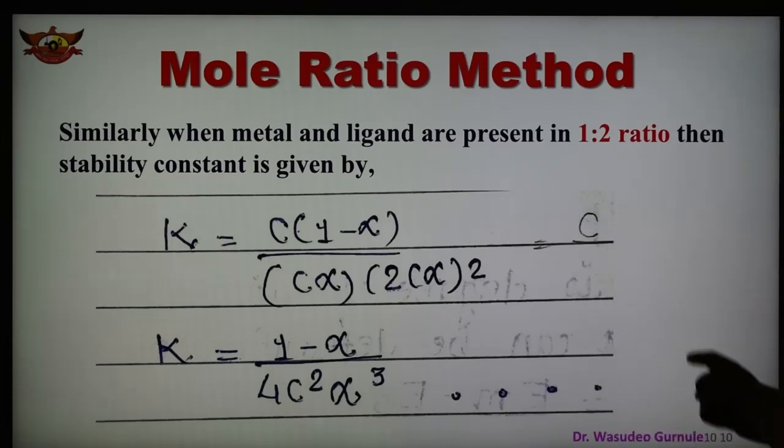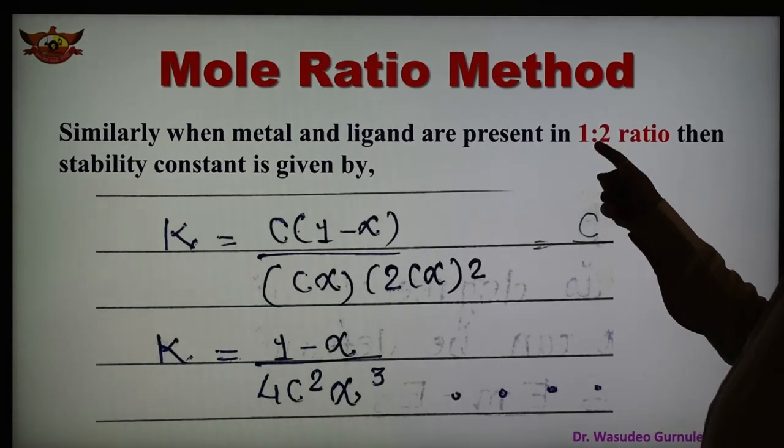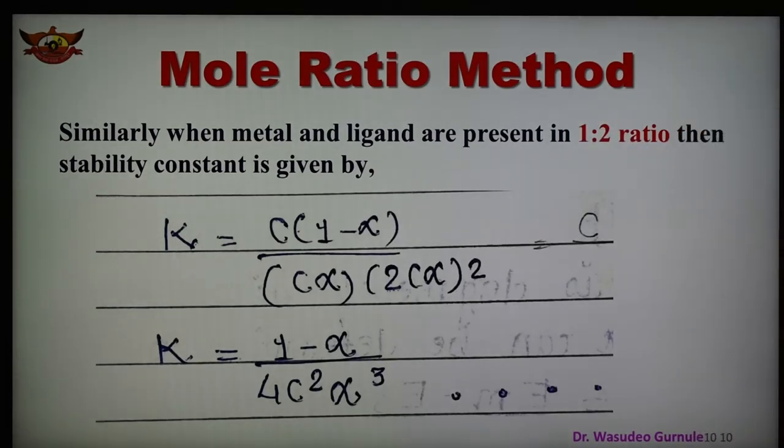This is equation number 3, and this equation can be used to calculate the stability constant for a 1:2 ratio of metal and ligand in the complex. When the ratio of metal to ligand in the complex is 1:2 and the ligands are 2, equation number 3 shown here in this slide can be used. So K equals (1 minus alpha) upon 4 C square alpha cube. This equation is used when the metal to ligand ratio of the complex is 1:2. So this is another equation for this composition.